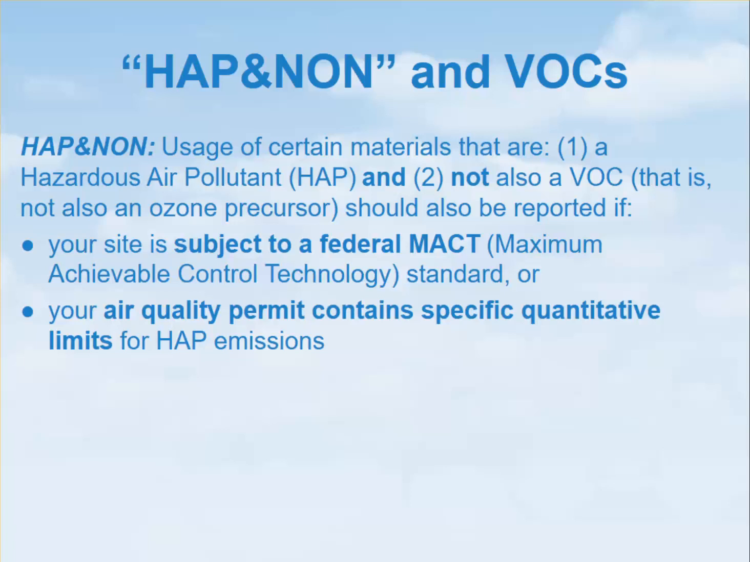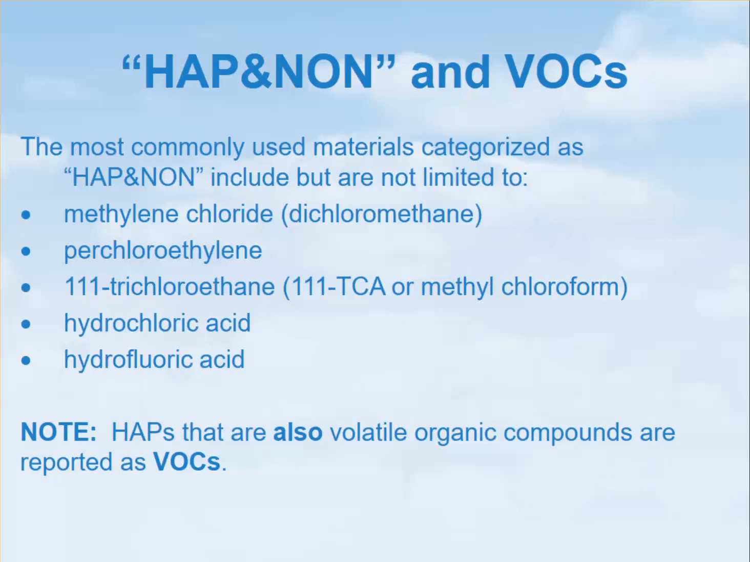HAPs and NON are materials that are hazardous air pollutants and not also a VOC. These should be reported on your inventory report if your site is subject to a federal maximum achievable control technology standard or your air quality permit has specific limits for HAPs and NON emissions. Common HAPs and NON emissions include methylene chloride, perchloroethylene, 111 trichloroethane, hydrochloric acid, and hydrofluoric acid. Hazardous air pollutants that are also volatile organic compounds are reported as VOCs.